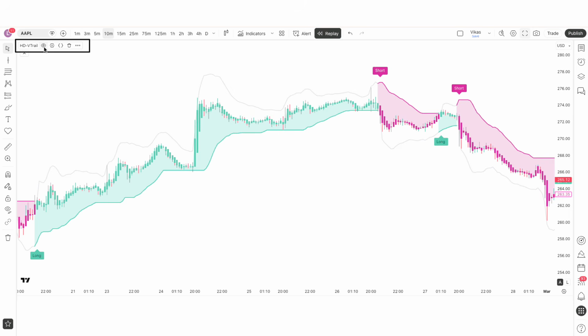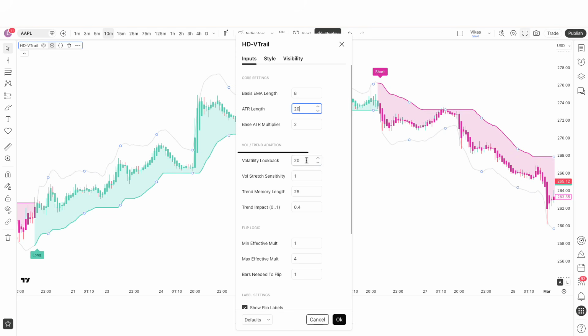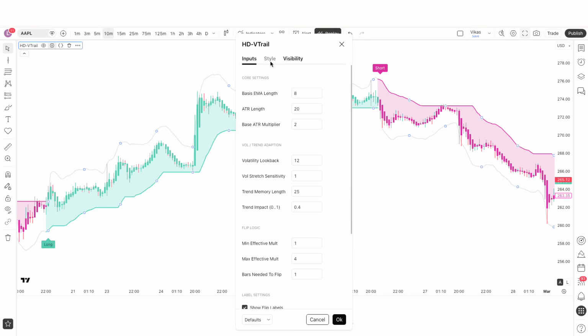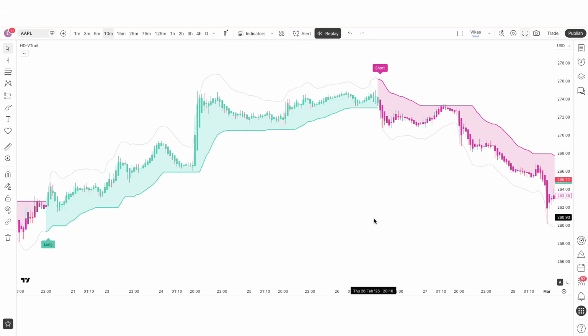Now the indicator settings change for perfect signals. First we change ATR length 14 to 20 and after that change volatility look back 20 to 12. Here everything is fine after that. Click OK. Now we'll add one more indicator to make this strategy more powerful.